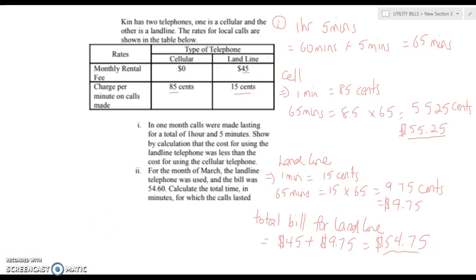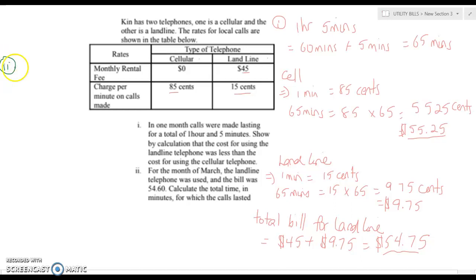So basically, since I said show by calculation, you had to work out the cell phone bill for the 1 hour and 5 minutes. I have to work out the landline bill for 1 hour and 5 minutes, right? And then the calculation will show clearly that the landline bill is actually less than the cell phone bill. Now let's look at part 2 now.